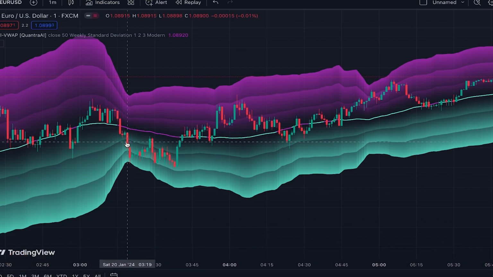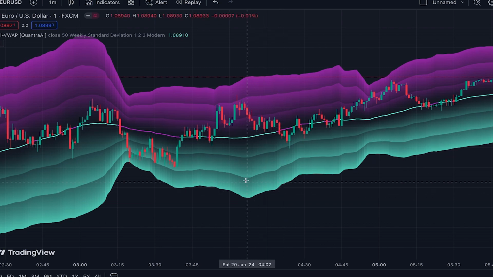But as I just explained, the further the price moves away from the VWAP line, the higher the probability for reversal. As I explained, these lines will act as support or resistance levels, and they don't allow the price to move further away from the VWAP line, especially the 2 standard deviation and 3 standard deviation bands.